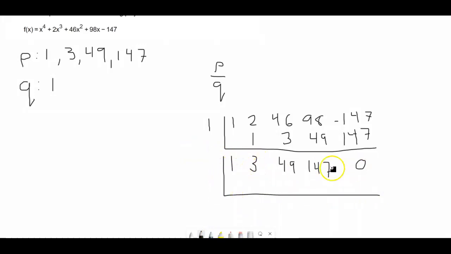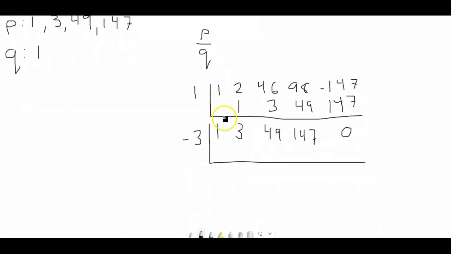So this gets it down to a third-degree polynomial, just with the coefficients of the third-degree polynomial. And if I do it now with the -3, that'll get me down to a second-degree polynomial. So very similarly, I bring down the 1. 1 times -3 is -3. I add those together and I get 0. 0 times -3 is 0. Add those together, I get 49. 49 times -3 is -147. And I add those together and I get 0. So again, I get 0 at the end. And now this is a second-degree polynomial.